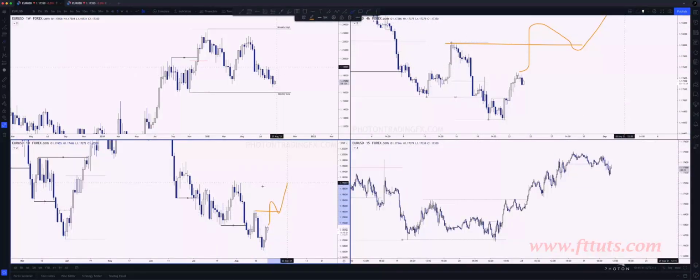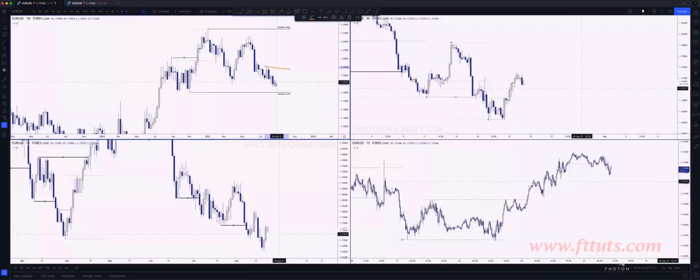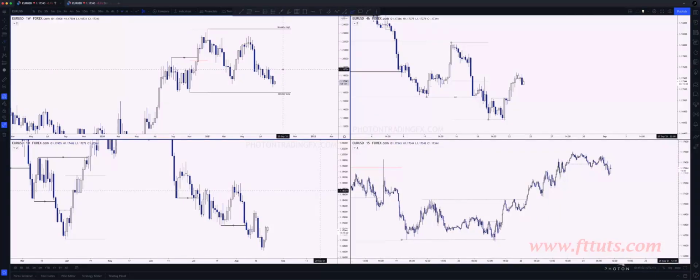That daily change of character could then lead to the daily break of structure, the daily swing trend change, right? And then that daily swing trend change could then lead to the weekly change of character. And that's how the changes of character and the true breaks of structure, those true swing trend changes, can give you confirmation, working your way downwards to upwards, to really give you an indication of what is going to happen next.